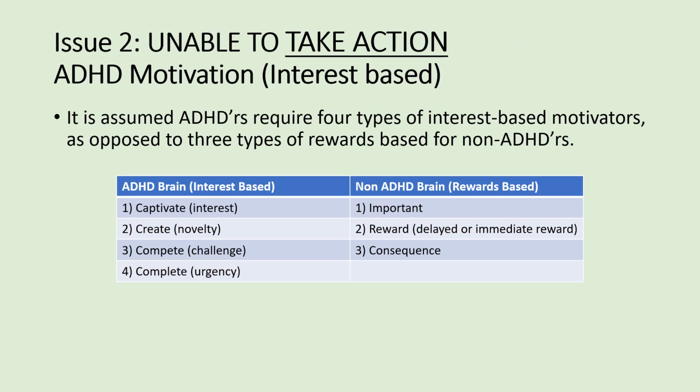Issue 2. ADHDers are unable to take action to get the ball rolling. They oftentimes require interest-based motivators to begin, whereas non-ADHD brains require reward-based. An interest-based brain needs to either be 1. Captivated or interested in the task or goal, 2. Find creative or novel ways to push forward into the task, 3. Need competition or a challenge to urge them into a task, or 4. Need to feel an urgent need to complete a task.